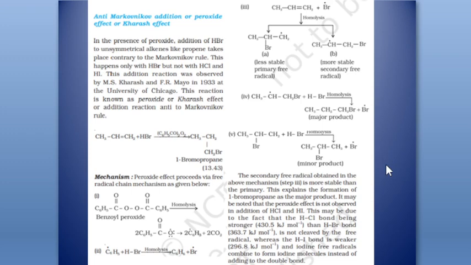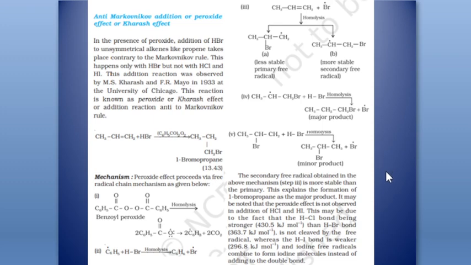Next, there is anti-Markovnikov addition or peroxide effect or Kharasch effect. If HBr addition into propene or unsymmetrical alkene is done in presence of peroxide, H2O2 or any organic peroxide, then 1-bromopropane will be the major product.